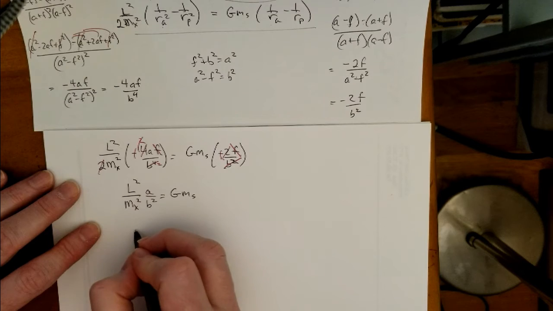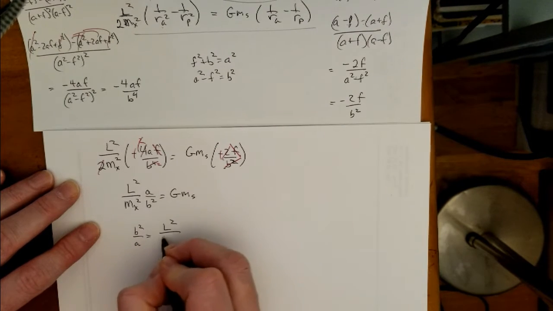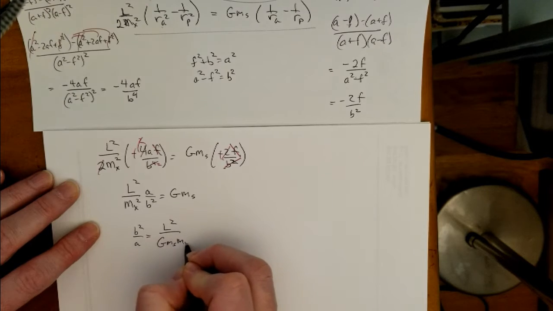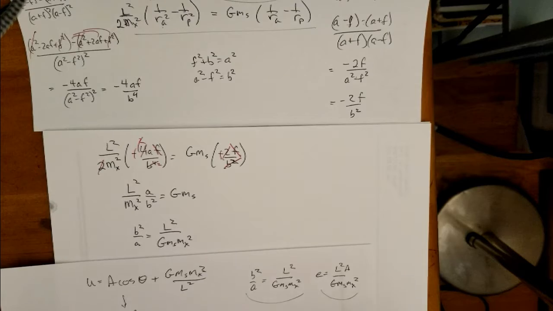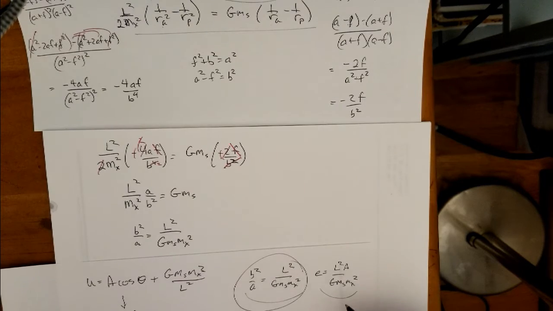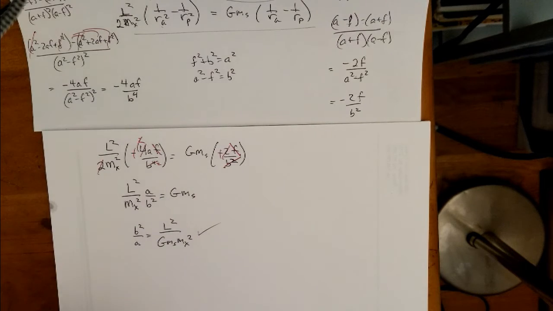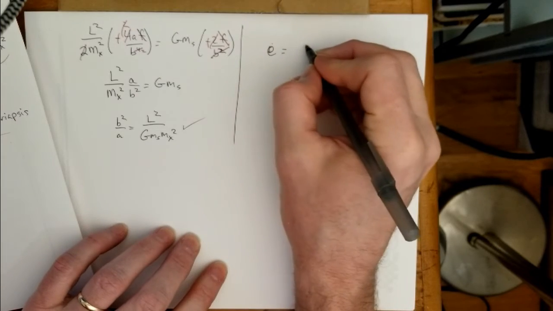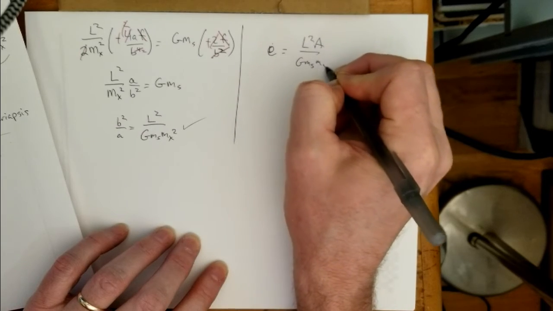So we now have that b squared over a is equal to L squared over G times the mass of the sun times the mass of x squared. And if we come back over here, that's one of the things that we were trying to show. Boom. That part done. Now we have to do the next part. We need to show that E is equal to L squared A over G m_s m_x squared.